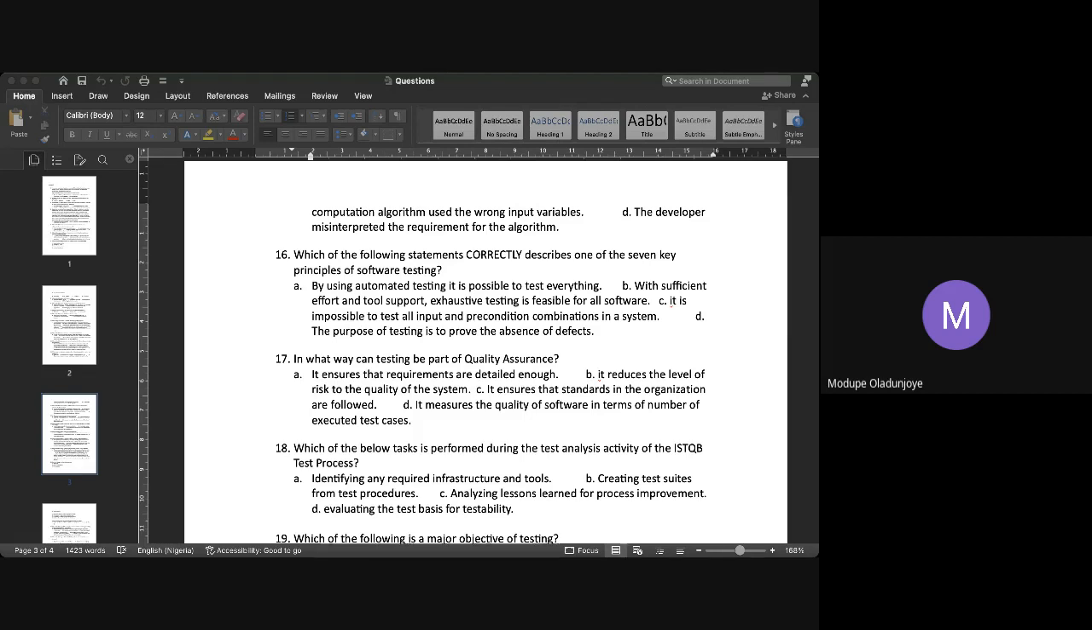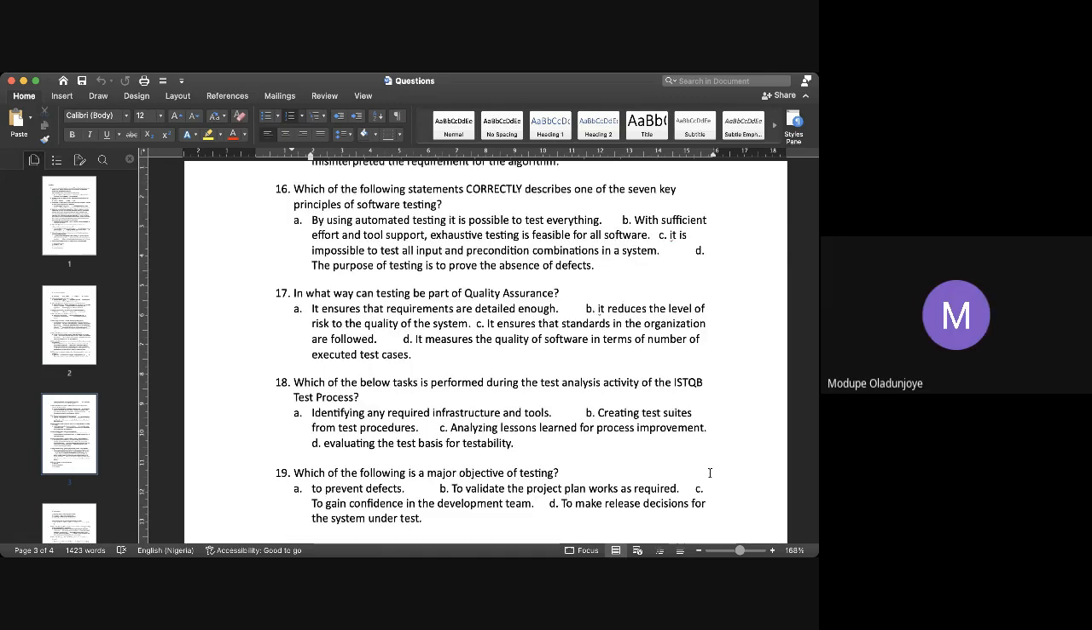In what way can testing be part of quality assurance? Okay. Is the answer not B? What did you pick? I'm sure I picked C, but I think the answer is B. It reduces the level of risk to the quality of the system. Yeah, that's the answer.